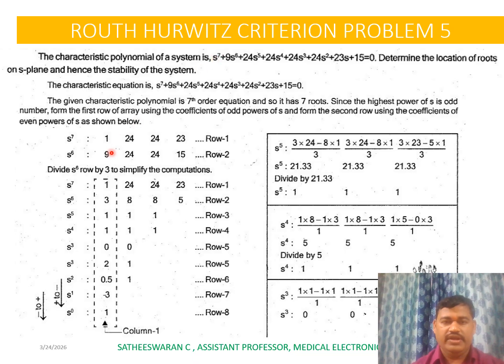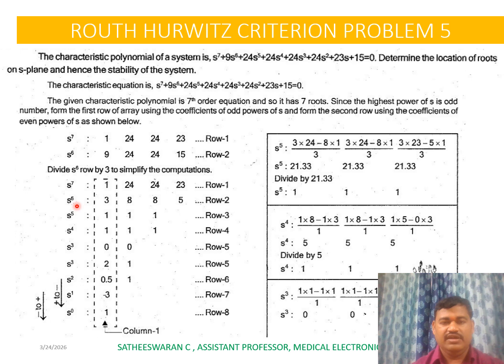That is 1 into s power 7, 9 into s power 6, 24 s power 5, 24 s power 4, 24 s power 3, 24 s square, 23s plus 15. If you look at the s power 6 row, the row is divisible by 3. After dividing by 3, 3 3s are 9, 8 3s are 24, 8 3s are 24 and 5 3s are 15. This is s power 7 and the s power 6 row is rewritten.